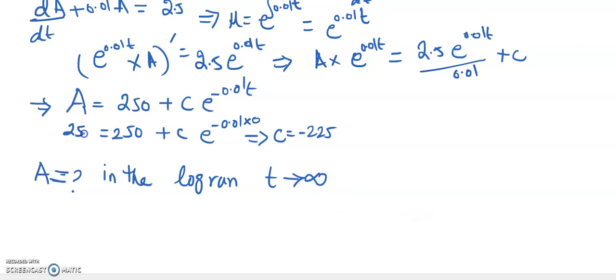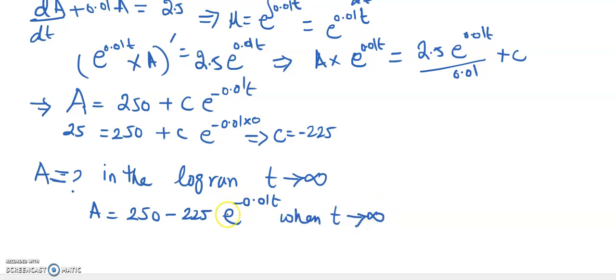So in this case, if we input the value of c over here, A is equal to 250 minus 225 e power minus 0.01 t. So when t approaches infinity over here, we can write A is equal to 250 minus 225 e power 0.01 t.